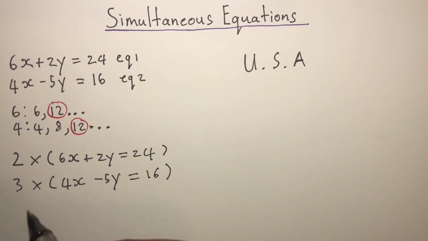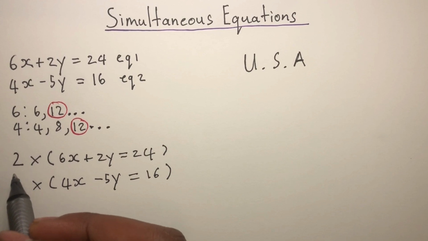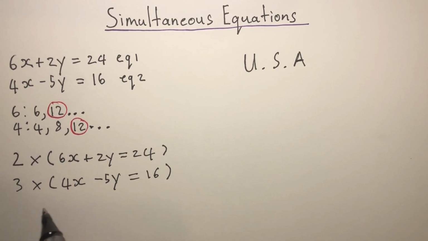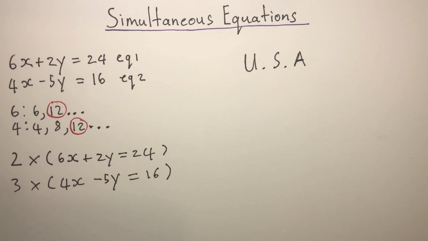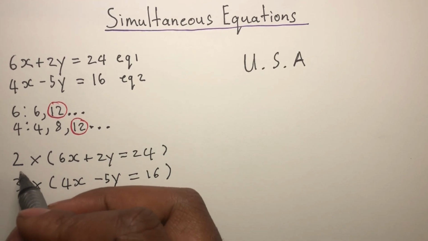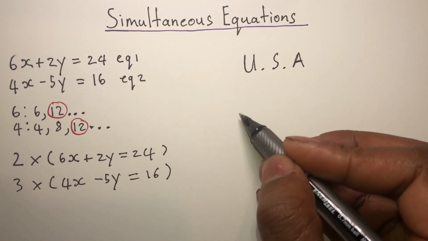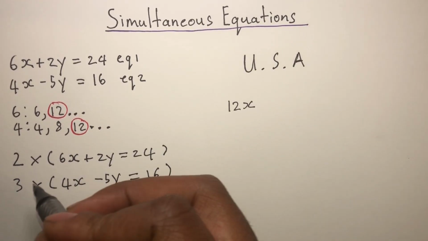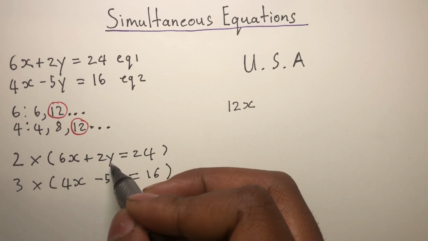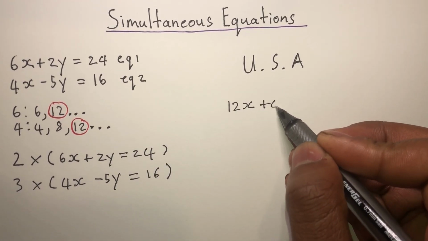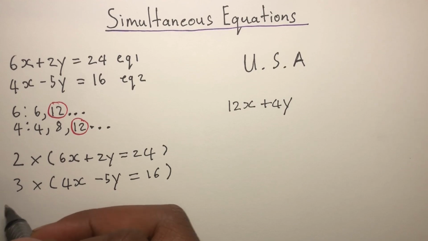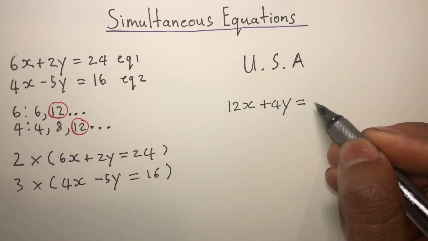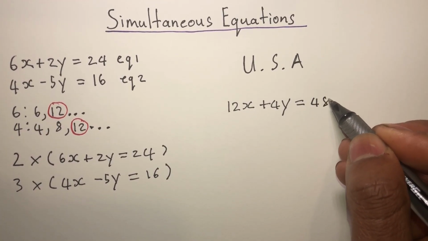Now we're going to distribute the 2 and the 3. And this is the part of the lesson where you have to pay keen attention. So 2 times 6x gives us 12x. 2 times positive 2y gives us positive 4y. 2 times 24 gives us positive 48.